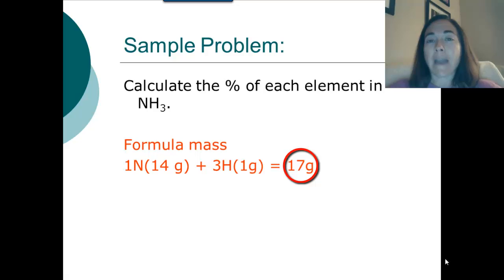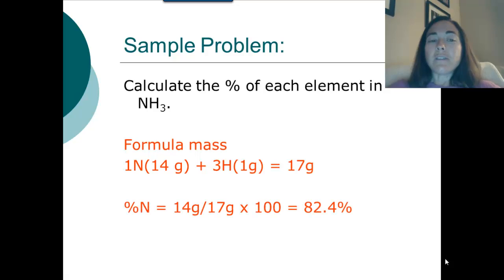That's your total mass. Now out of that 17 grams, how much came from the nitrogen? Well, if you look at the math we just did, it's 14 grams. So the percent of nitrogen is 14 divided by 17 in terms of grams, and then you multiply by 100 to get 82.4%. Let's do the same thing with the hydrogen.